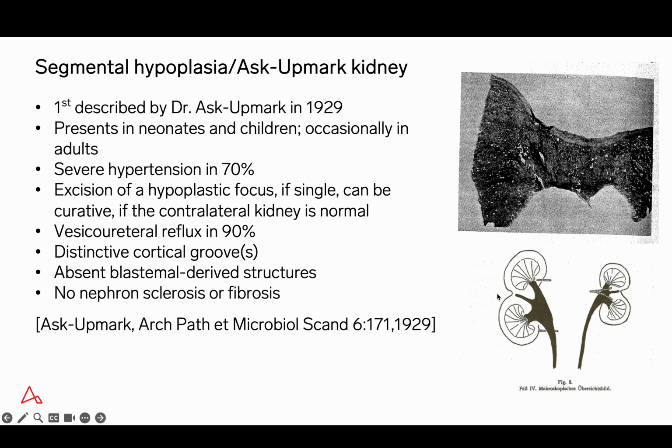Ask-Upmark kidneys are very distinctive grossly. They have a deep cortical groove, which is shown here in this diagram. Both the photomicrograph and the diagram are from Dr. Ask-Upmark's article in 1929. It's in German, so I couldn't read the article, but I did extract these images from that publication. So these cortical grooves are deep, and there's approximation of the collecting system with the renal capsule with just a small amount of tissue, which is devoid of nephrons, normal or sclerotic. There are no blastemal-derived structures at all.